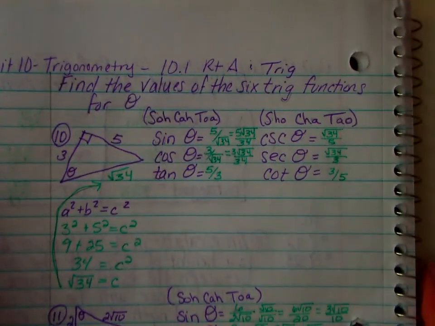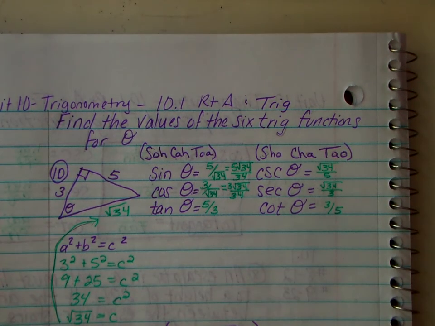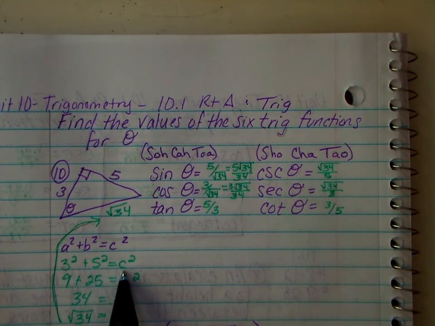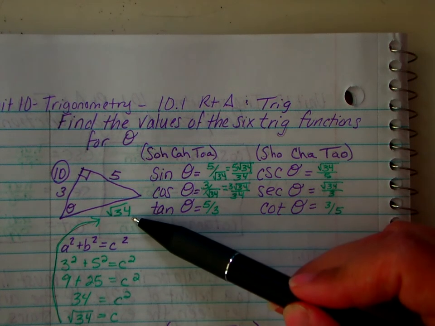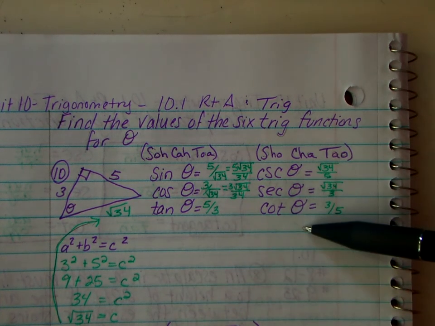And on number 10. Okay, so 10, we are going to find all 6 trig functions. Okay, so the first thing here that you have to find out is what your hypotenuse is. And with right triangles, we all know that a squared plus b squared equals c squared, right? So all I'm doing is filling it in. 3 squared plus 5 squared equals c squared, and I'm solving. So I know my hypotenuse is the square root of 34. So now I can go and fill in all of my 6 trig functions.